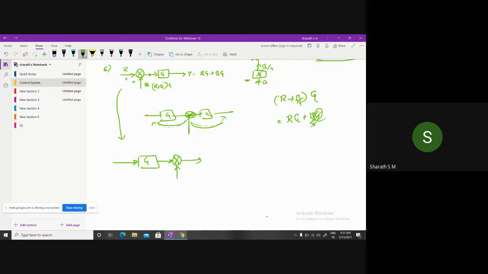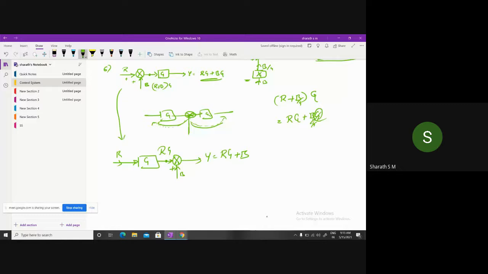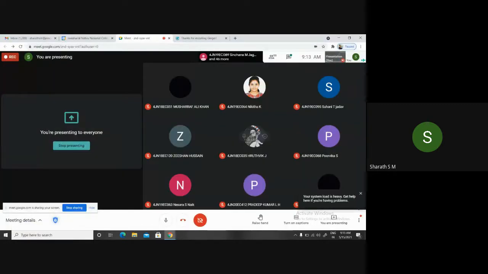So here we have r, and here we have g. So at this particular position, we have rg, and here we have the summation. So y is equal to rg plus b. But here the output required is rg plus bg.